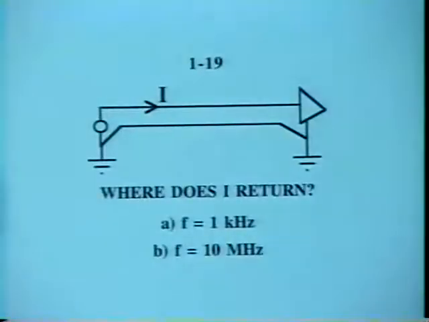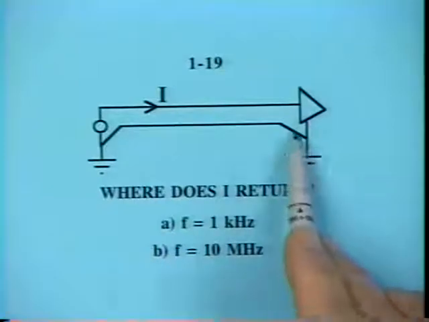Okay, now back to the original question we started this session with. What path does current take? This is all there is, really, I think, to controlling noise problems: concentrating carefully and completely on the path of the current. We have a signal path to an amplifier. We have a return path.